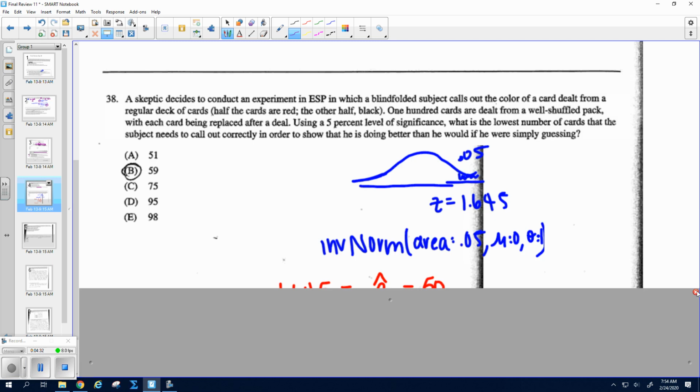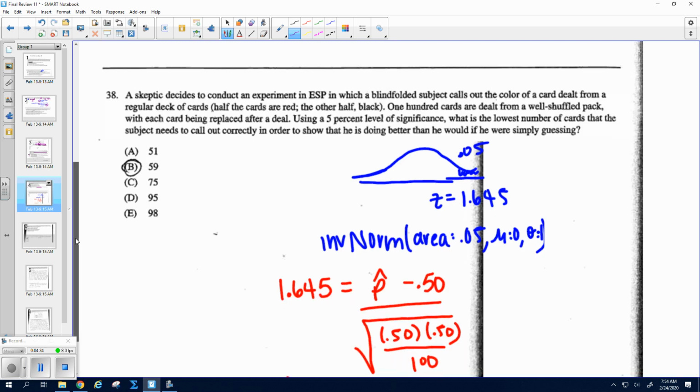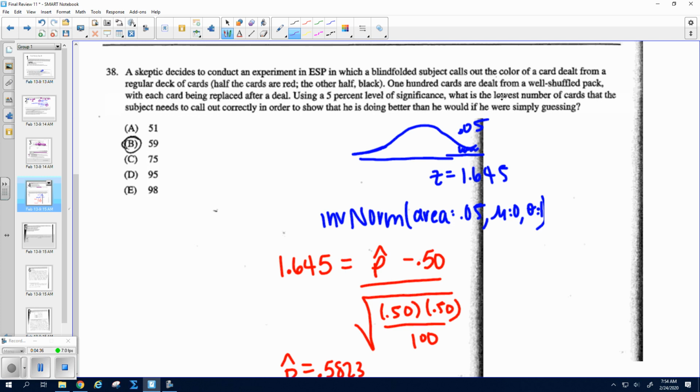I thought this one was a tough one. So what is the lowest number of cards the subject needs to call out correctly in order to show that he is doing better than if he were simply guessing? So if you're guessing just red or black, then the true proportion would be 0.5. That's just if you're guessing.